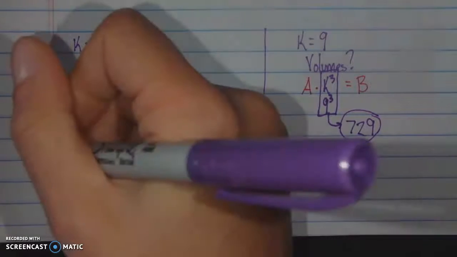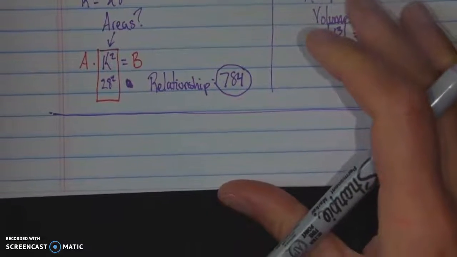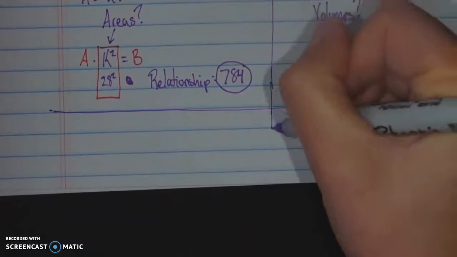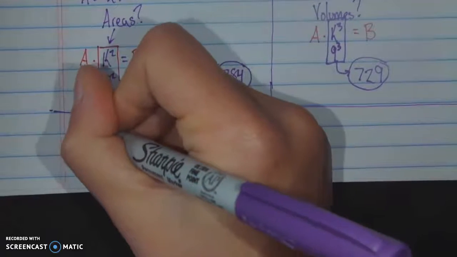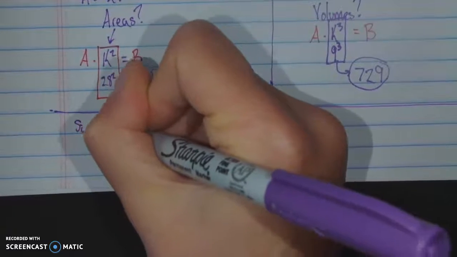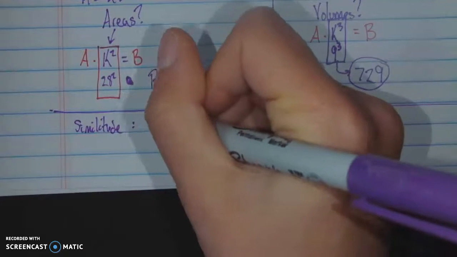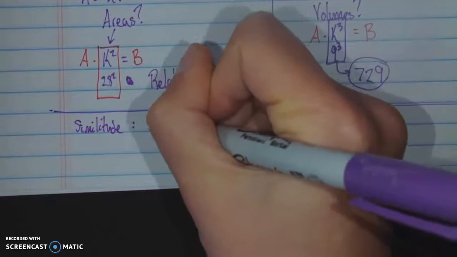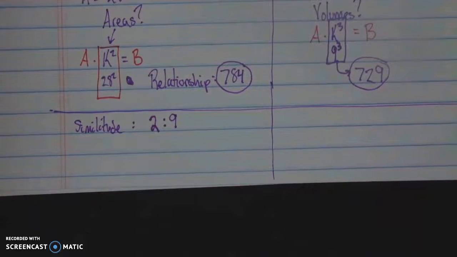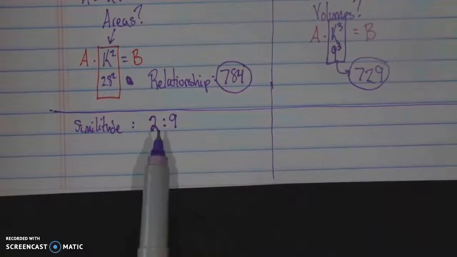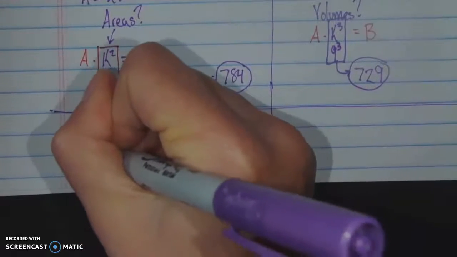That being said, let's say that we do know some information about our ratios. So let's look at an example with ratios. If I have a ratio of similitude in which I know that 2 to 9 is our original relationship, it's our ratio of similitude, what will be the one for volume?